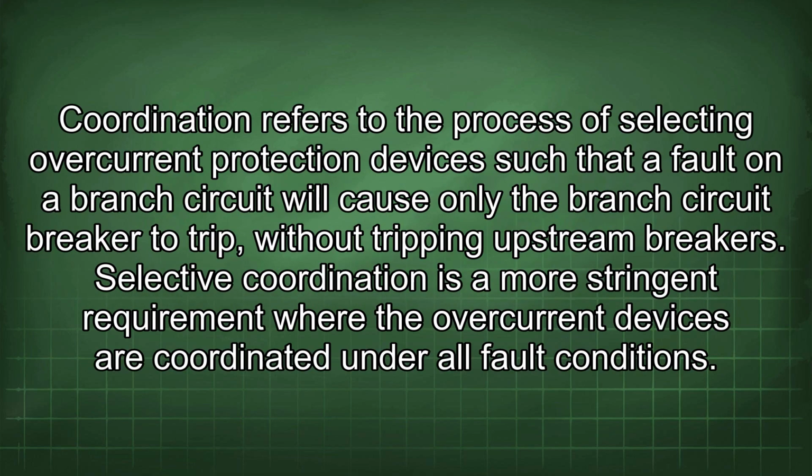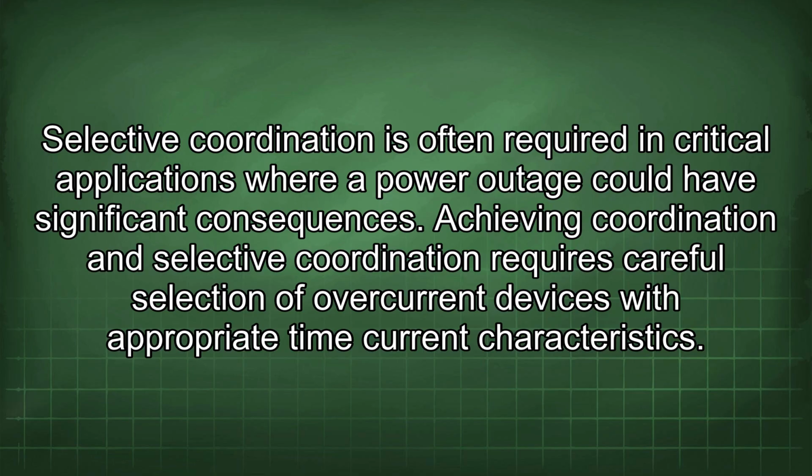Coordination refers to the process of selecting overcurrent protection devices such that a fault on a branch circuit will cause only the branch circuit breaker to trip without tripping upstream breakers. Selective coordination is a more stringent requirement where the overcurrent devices are coordinated under all fault conditions. Selective coordination is often required in critical applications where a power outage could have significant consequences.